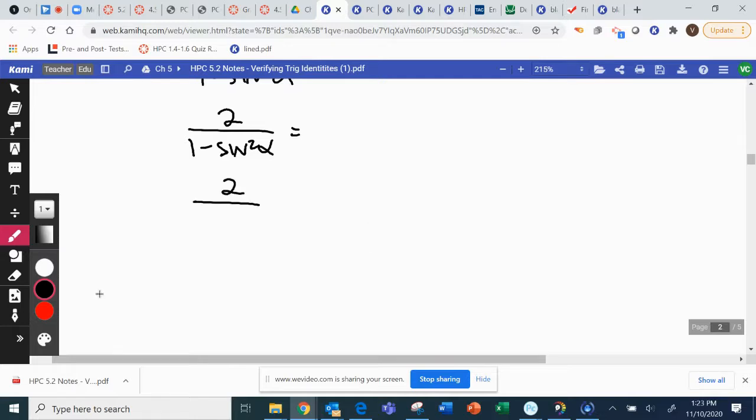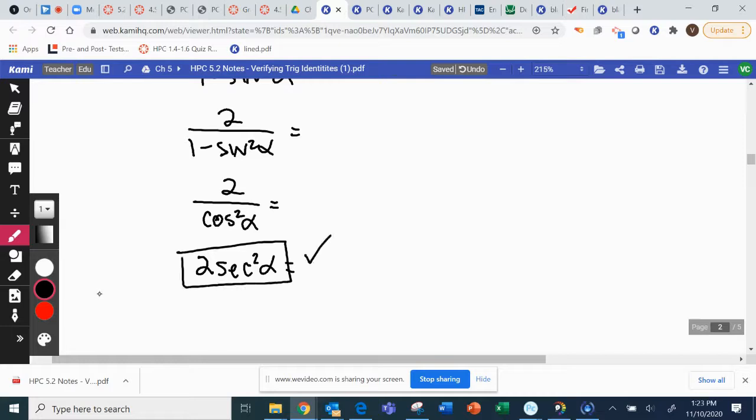Right. 1 minus sine squared alpha is the same as cosine squared alpha using that Pythagorean identity. So we'll go ahead and switch that out using the Pythagorean identity. And then from here, I'm just going to do the last step. 1 over cosine squared alpha is the same thing as secant squared alpha. So I bring it up to the top and change it to the reciprocal. And then it matches.